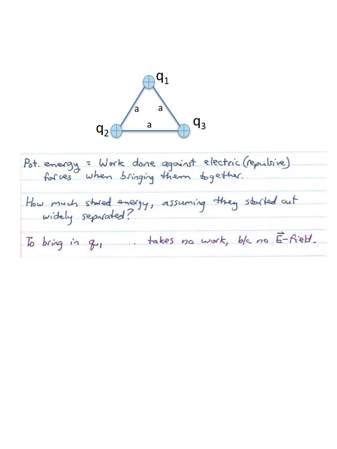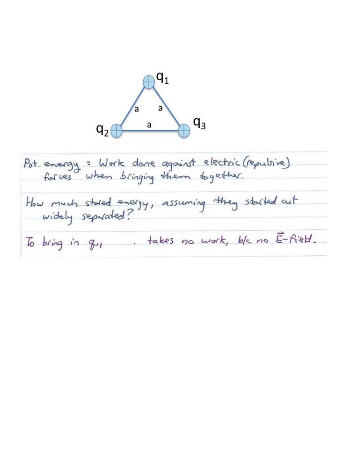Now, the potential energy is the work done against the electric forces, the repulsive forces between them, when bringing them together. So if you bring 2 positive charges together, you know they repel against each other, and the closer you get them, they're pushing back, and so you have to do work against them. The work that you're doing is being invested.